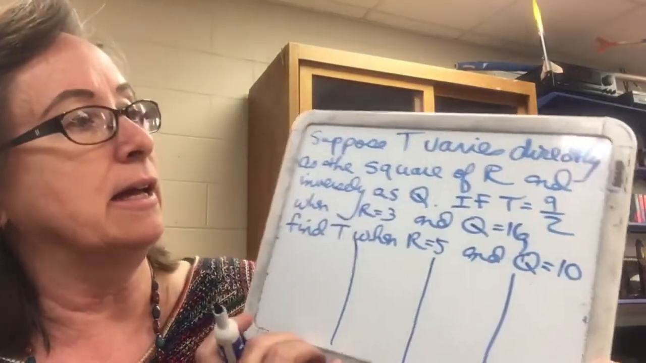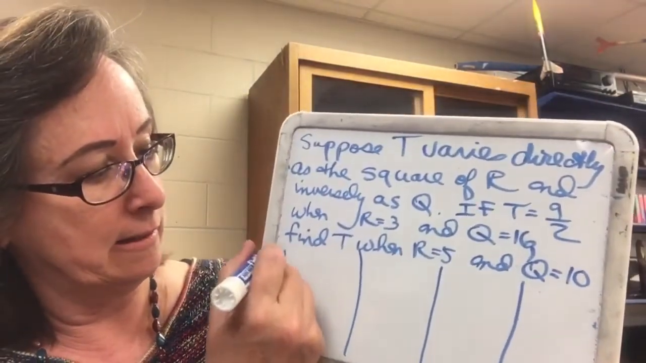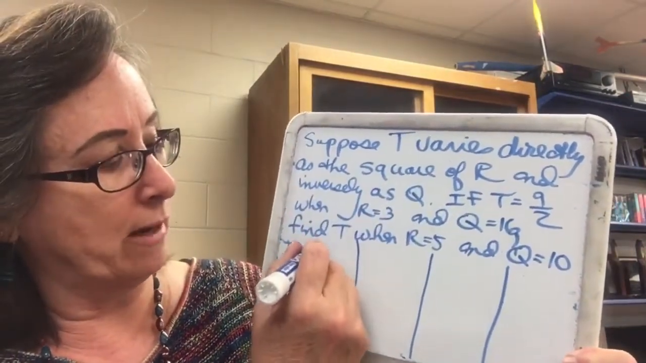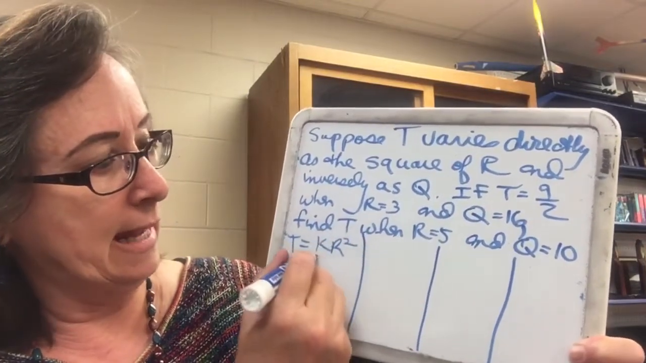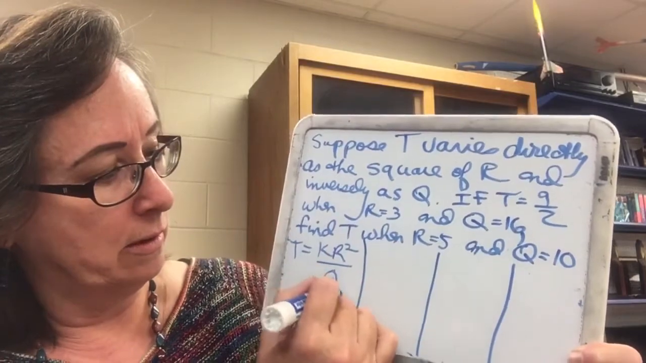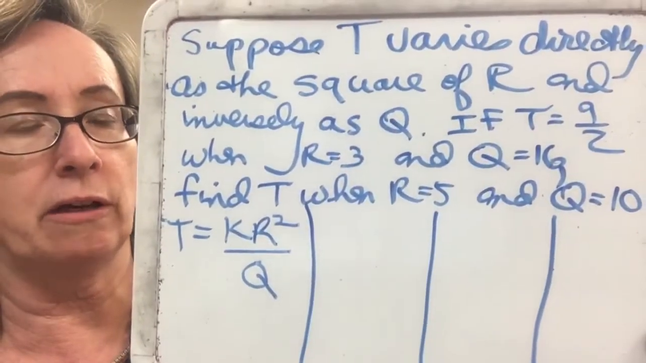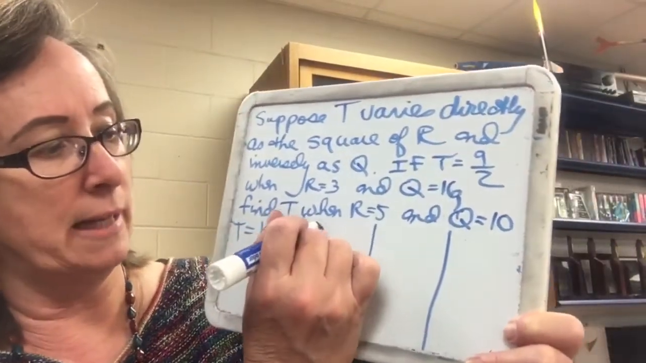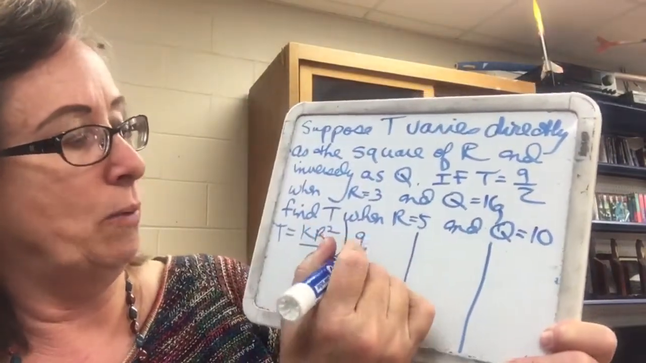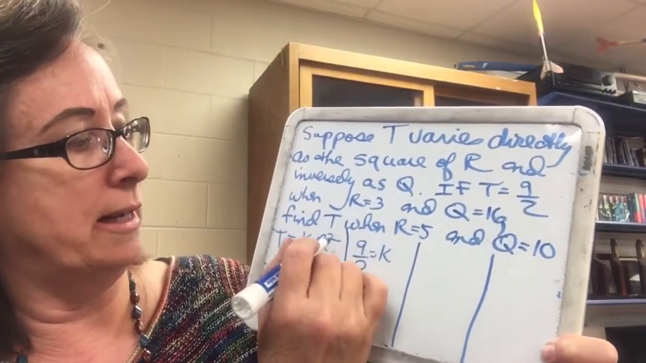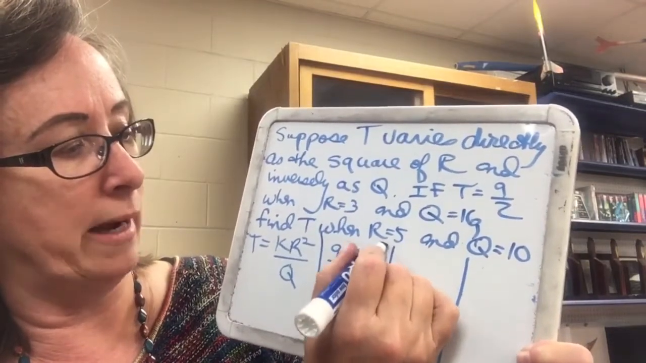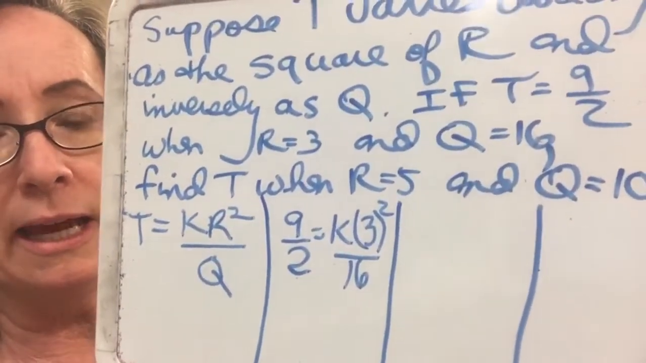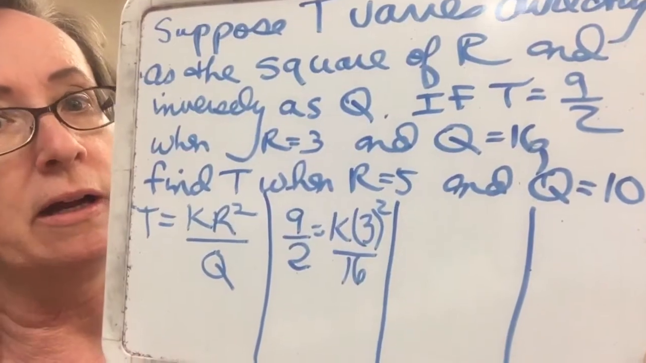Okay, so it says suppose t varies, we got to have a k, directly as the square of r, so we got r squared, and inversely as q. So we should have t equals k r squared over q as our equation. If t is 9/2, so we plug in 9/2, when r is 3, so we have a 3 squared, and q is 16, so that should be my equation. And now I have to solve that equation for k.